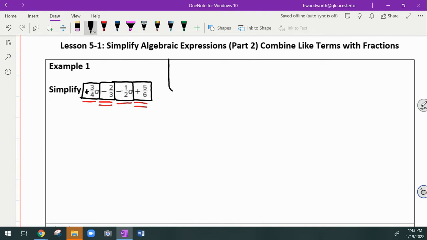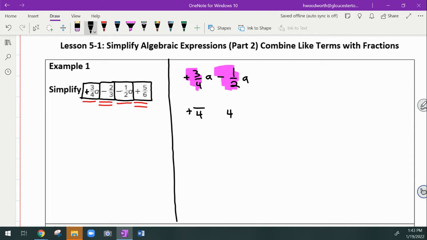Now, we're going to take those like terms, and we're going to combine them. So we have the plus 3/4 A, and we have the minus 1/2 A. What we're going to do is focus just on the fractional parts there. The A just kind of comes along for the ride. We have to make sure those fractions have common denominators. What's the least common denominator of 4 and 2?